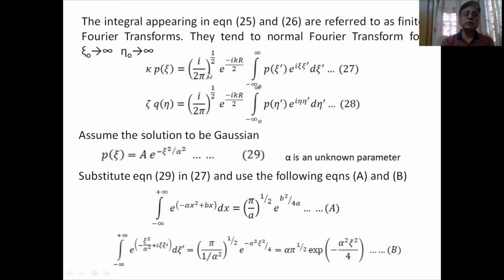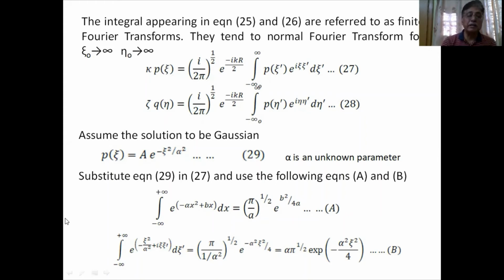Now let us assume the solution to be Gaussian. And what type of Gaussian? p xi is equal to a exponential minus xi square by alpha square, where alpha is an unknown parameter. Now substitute equation 29 in 27, that is, p xi is equal to this much, and use the following equations a and b.